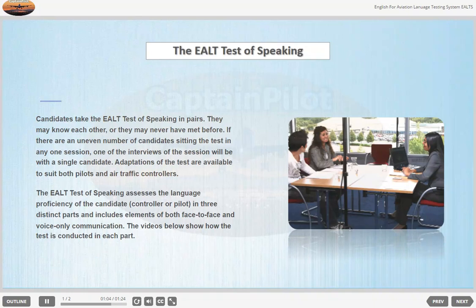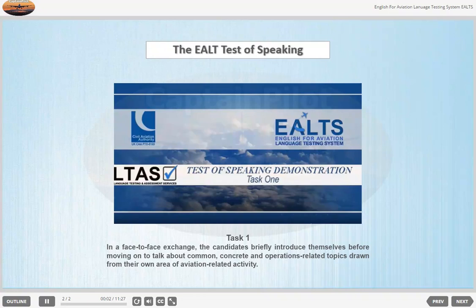The EALT Test of Speaking assesses the language proficiency of the candidate, controller or pilot, in 3 distinct parts and includes elements of both face-to-face and voice-only communication. The videos below show how the test is conducted in each part. Task 1. In a face-to-face exchange, the candidates briefly introduce themselves before moving on to talk about common, concrete and operations-related topics drawn from their own area of aviation-related activity.